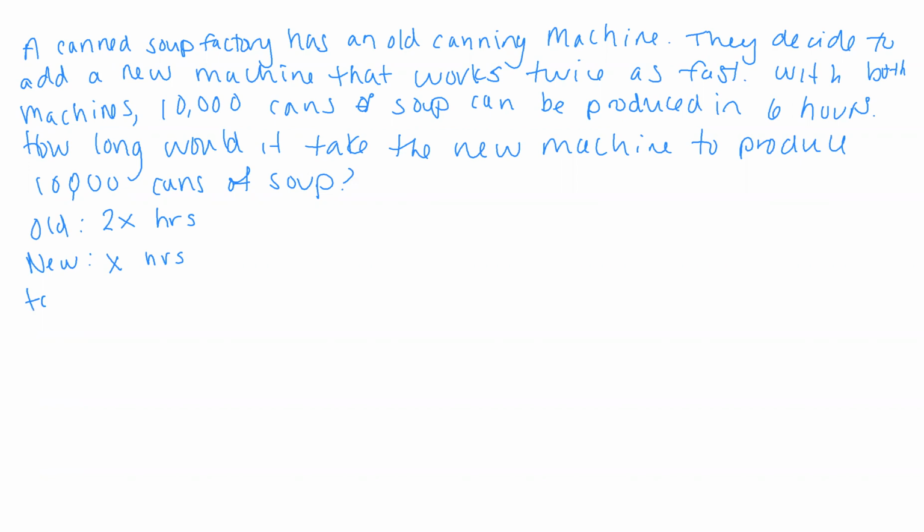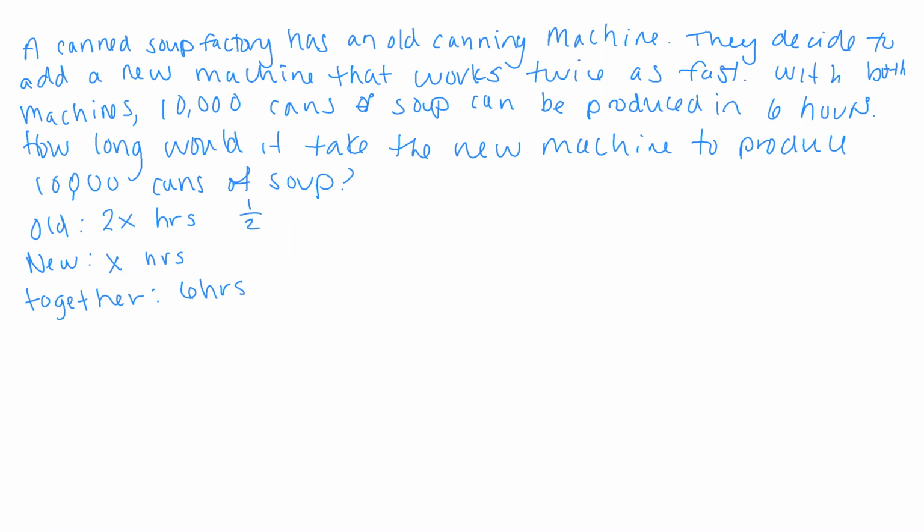And then working together, we know that the job we're looking at here is 10,000 cans of soup. So that's kind of the job that needs to be completed. And working together, these two machines would take 6 hours to complete the 10,000 cans of soup. So in 1 hour, how much of the job is complete for each of these?